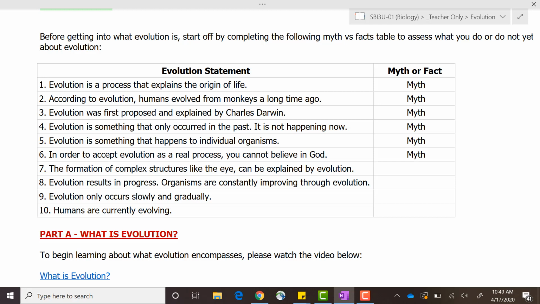Number 7, the formation of complex structures like the eye can be explained by evolution. That is a fact.